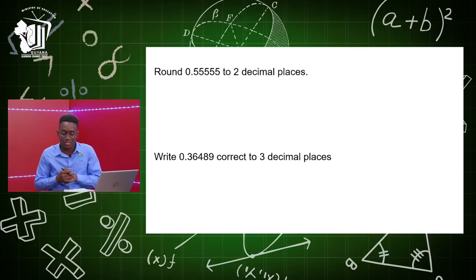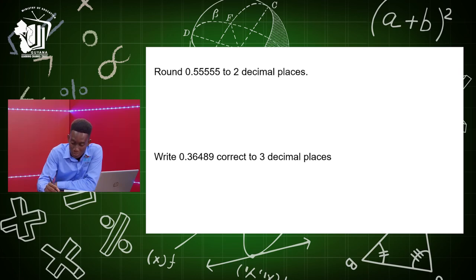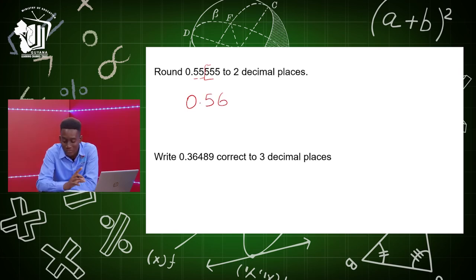Alright, so let's look at some other examples. You can pause the video and work it out on your own. So we have the number 0.55555. We want to write this correct to 2 decimal places. So of course, we count 2 numbers after the decimal point, 1, 2, and then we look at the digit after the digit where we stop. This digit is 5, so we add 1 to the previous one. So this will be 0.56. Since we add 1 to the 5, that will become 6.